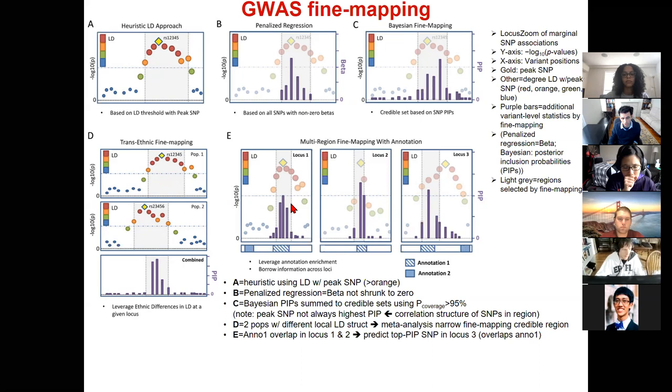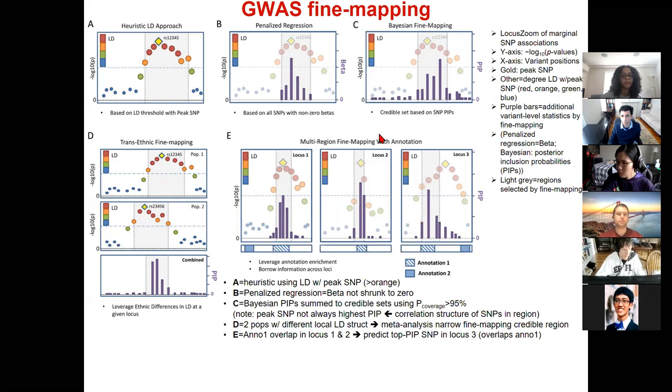So you might say, I'm gonna now have a prior that is higher when a SNP overlaps an embryonic stem cell enhancer for genetic variants associated with height. And therefore, if I see overlap in locus one and two, I might predict that the top posterior inclusion probability SNP in locus three is the one that specifically overlaps the annotation that locus one and locus two overlapped, and that also has a sufficient association to be in a credible set.